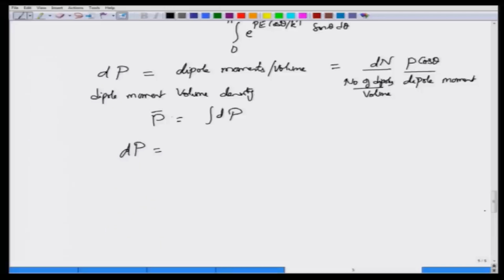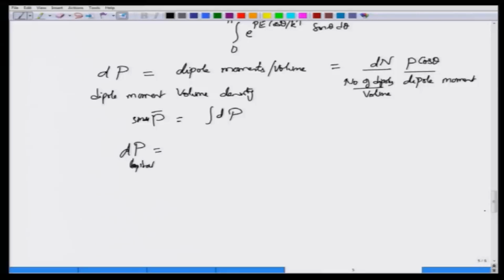Unfortunately, this is the normal usage that is there in the literature. It is confusing, I understand, but there is nothing else that I can do. If I use a different notation, you cannot go back to the textbooks and read it, or literature and read this one. So, please bear with a little bit of confusion over here. This is small p, okay, and this is capital P. Small p stands for dipole moment, capital P stands for polarization or dipole moment volume density.